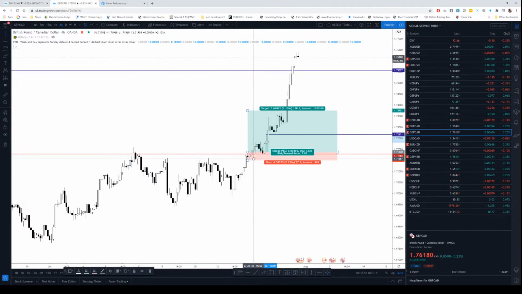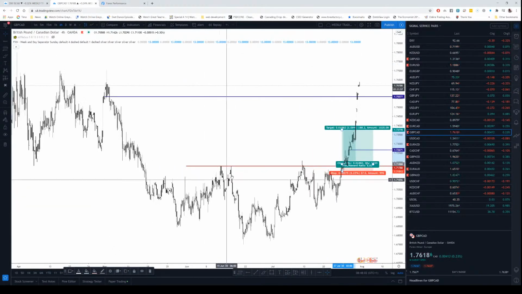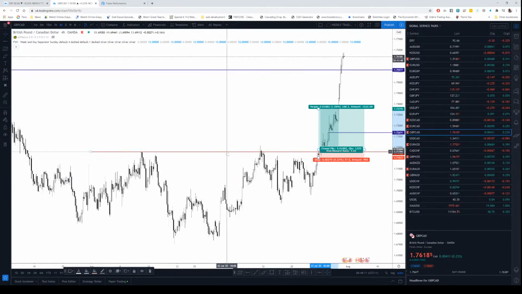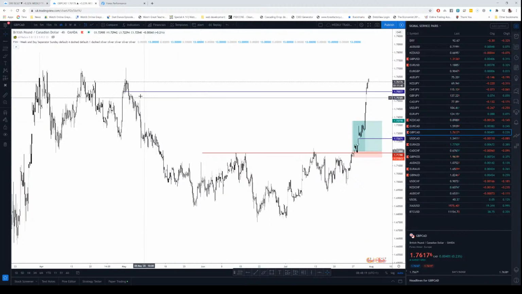Down here, and I did mention that the fact that we've come above this red line, which is the month of June's high, is bullish. And if we've come above it, we should find support and take price to May's opening price.